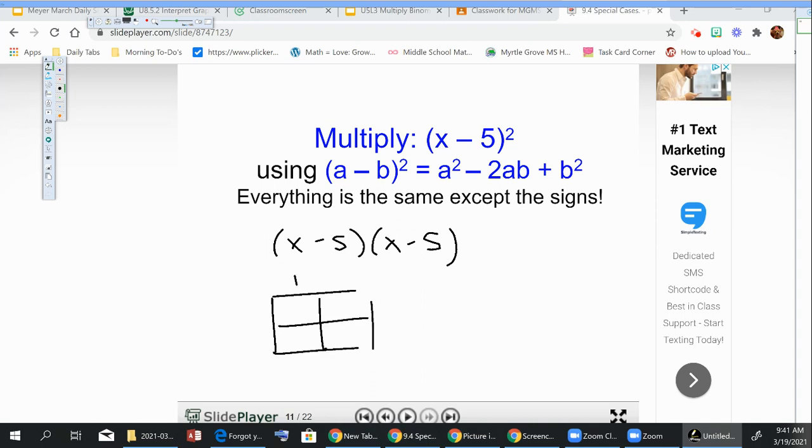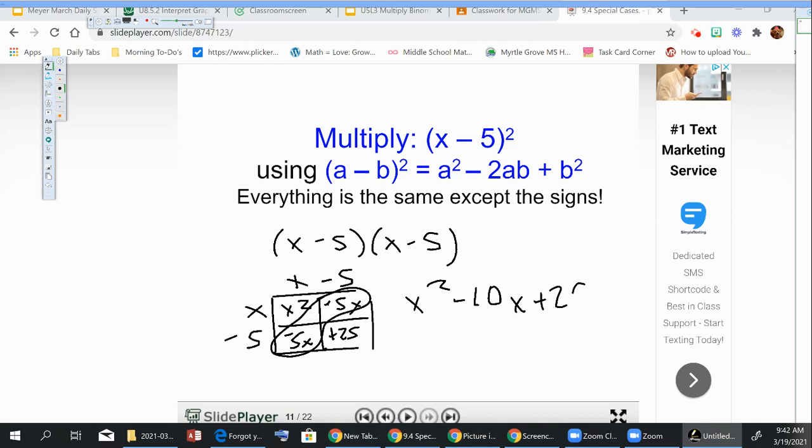I'm making it smaller. x minus 5, x minus 5. x times x is x squared. x times negative 5 is negative 5x. Negative 5 times x is negative 5x. Negative 5 times negative 5 is a positive 25. And one last time, you can add those two pieces. So you get x squared minus 10x plus 25. Okay? So that should look a little familiar to you.